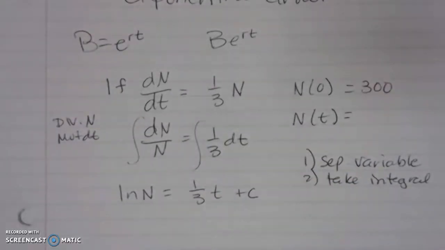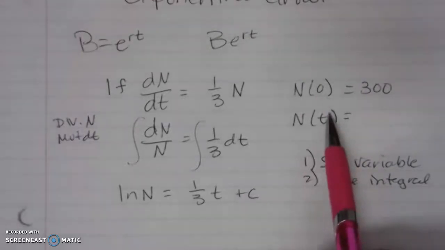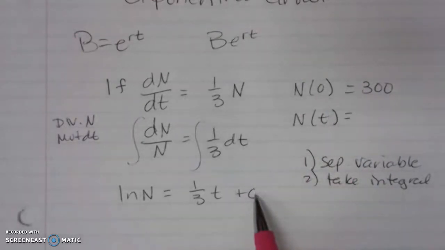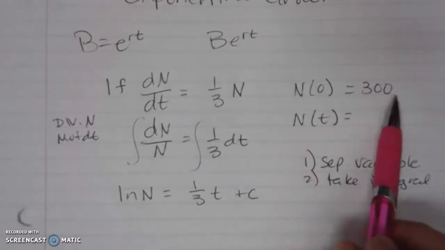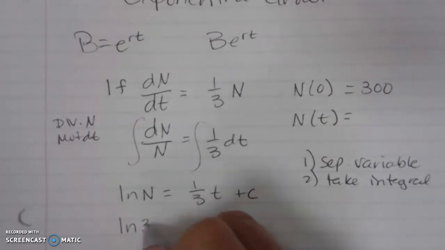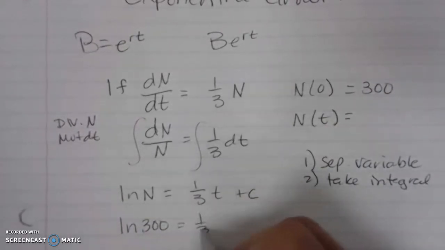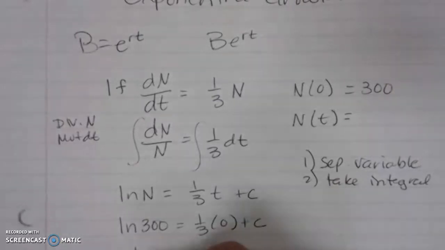So now we're going to figure out what C is, because we're trying to find the equation, and what we have to do is figure out what that C is. So we plug 0 and 300 in. My initial value: ln of 300 equals 1/3 of 0 plus C. And so what we find out is C equals ln of 300.